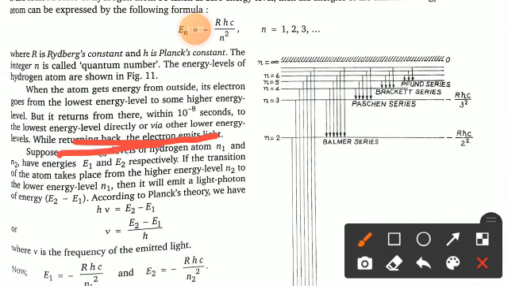Now suppose two energy levels of the hydrogen atom, N1 and N2, have energies E1 and E2 respectively. If the transition of the atom takes place from the higher energy level N2 to the lower energy level N1, then it will emit a light photon of energy E2 minus E1.